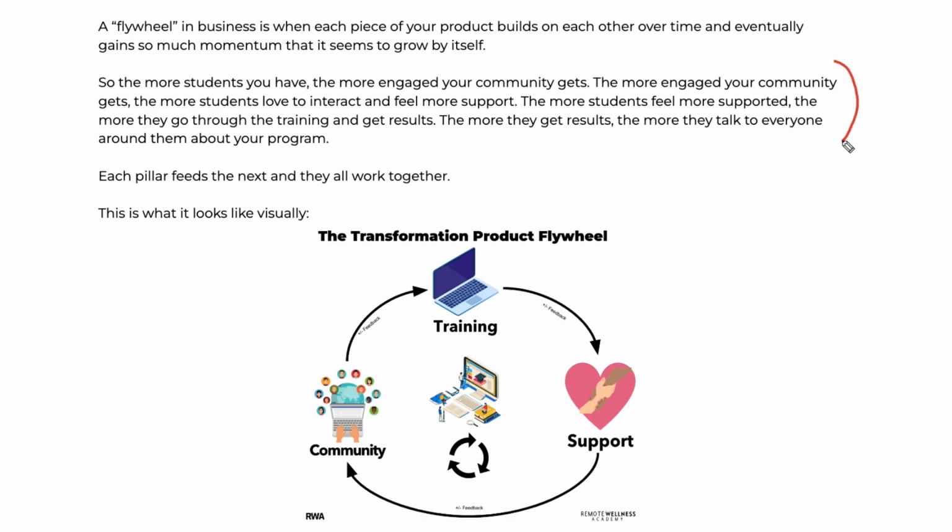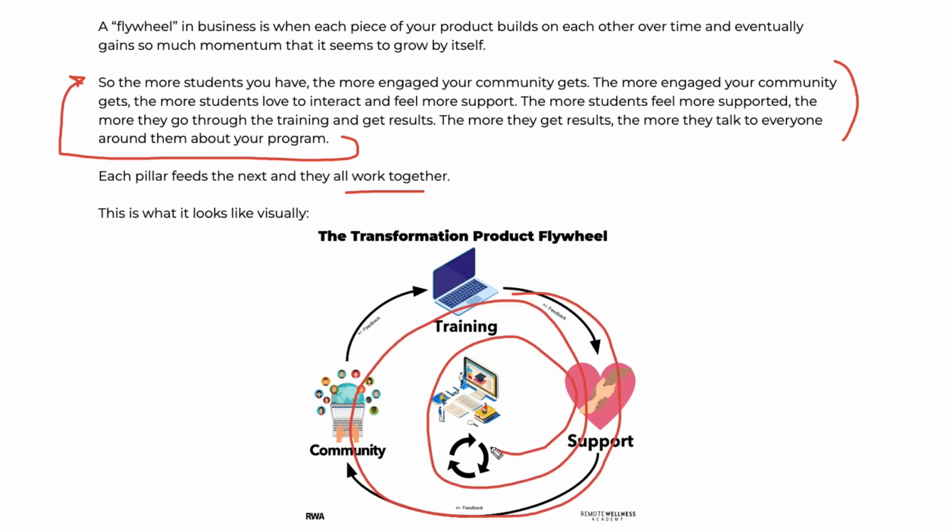And then when they get more results, guess what? They go and talk to everyone around them about your program. And then all of a sudden it feeds in even more students into the program. And then you start all over again. And so it becomes this flywheel that starts to feed itself as a result of these 3 pillars coming together. Each pillar feeds the next and they all work together. And so this is what it looks like visually, right? It becomes a feedback loop that just gets better and better over time. And that is the power of these 3 pillars when you combine them inside of your transformation product.